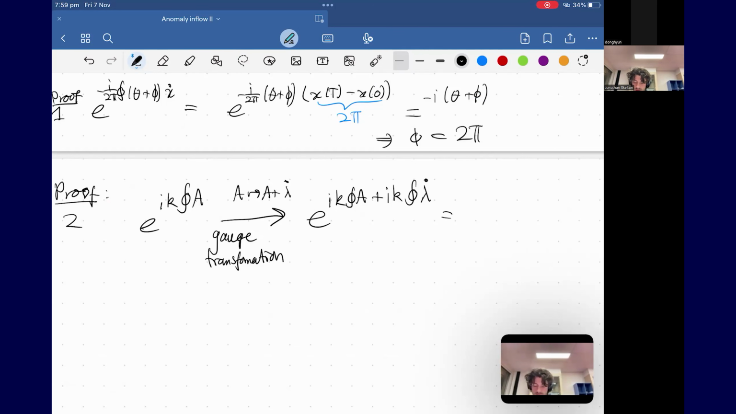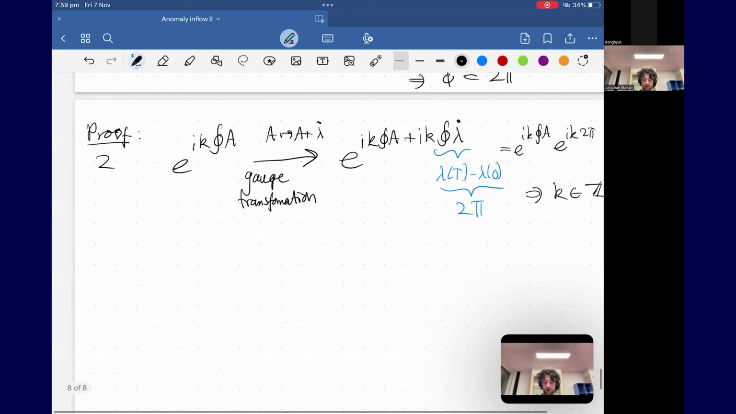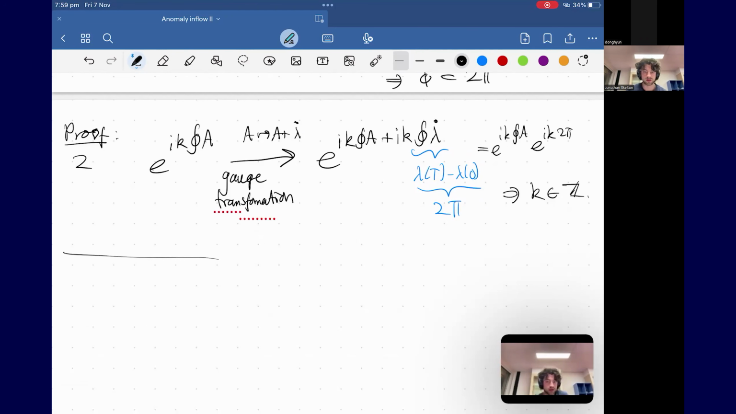And then this is going to be, let me just quickly evaluate this. This thing, as before, will be lambda t minus lambda 0. And then we just want to claim this is going to be 2 pi, so it's going to have the periodic boundary conditions as well. And then, so we have e to the ik a, e to the ik 2 pi. So for this to work, this means that k must be an integer. So there we go. So we got that as well. So that's just a few things just to check.